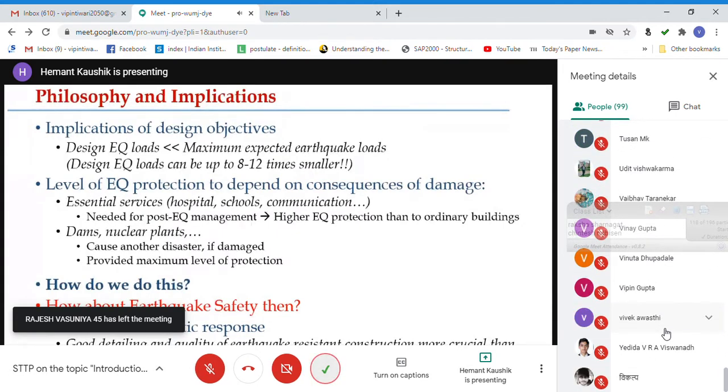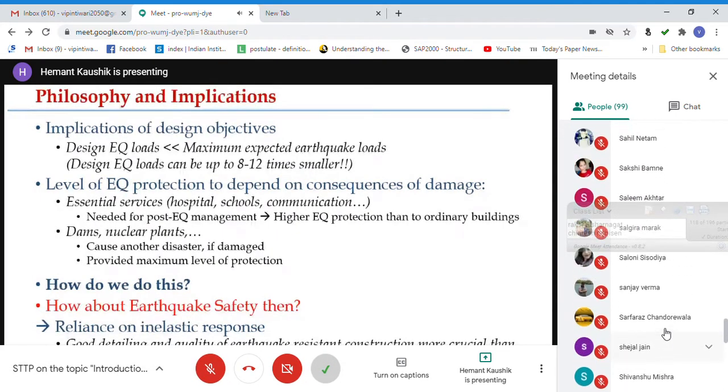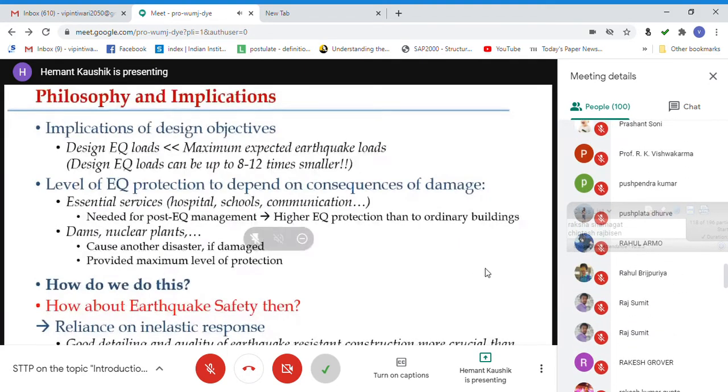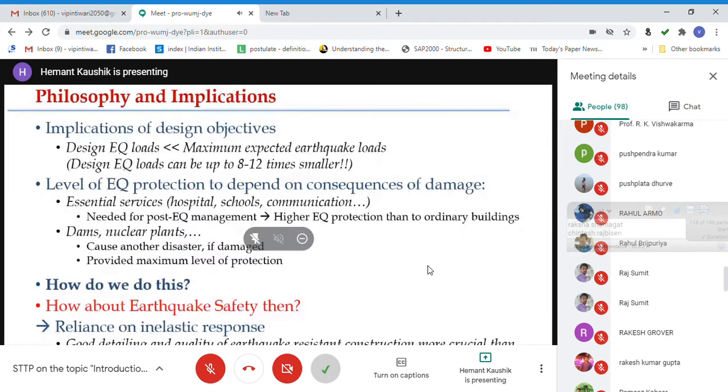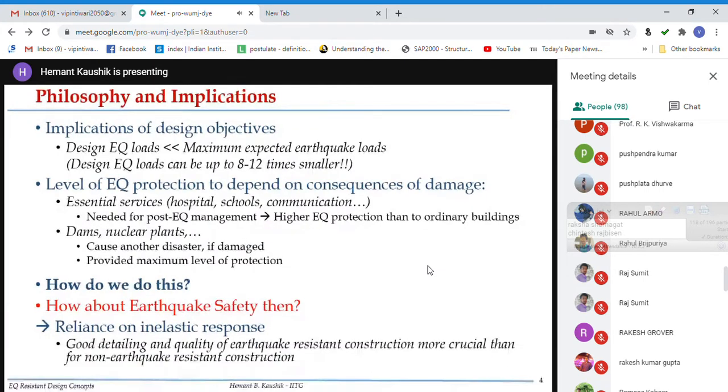So if you have design earthquake loads which are much less than the maximum expected earthquake loads, right? So when we do some discussion on the IS 1893 design base shear calculations, you will come to know what is the difference between the design earthquake load and the maximum earthquake load, right? But for time being, just remember that these design earthquake loads can be 8 to 10, 12 times, even in some cases 15 times lesser, right?